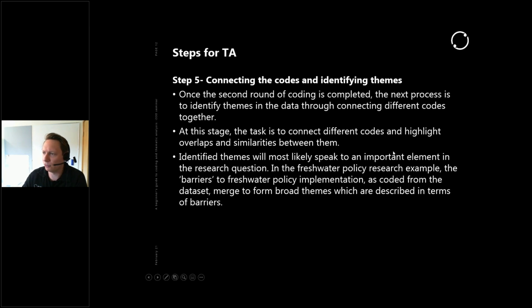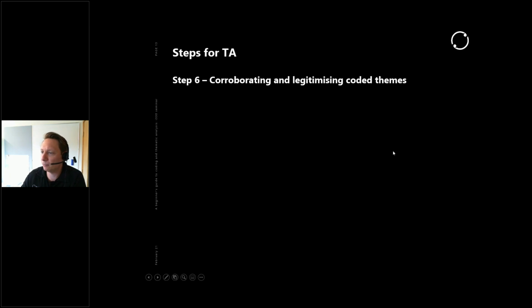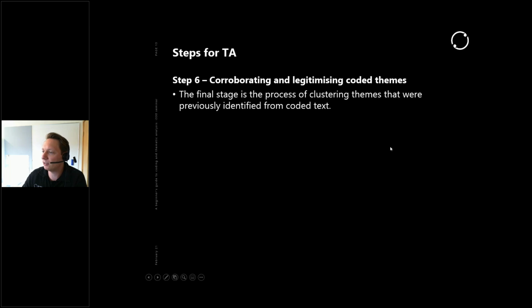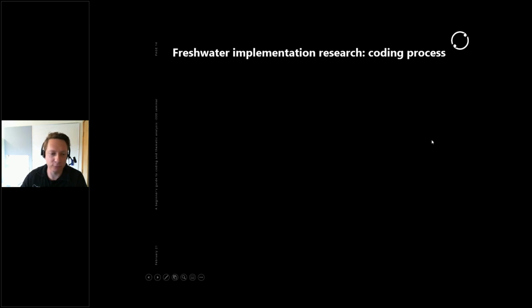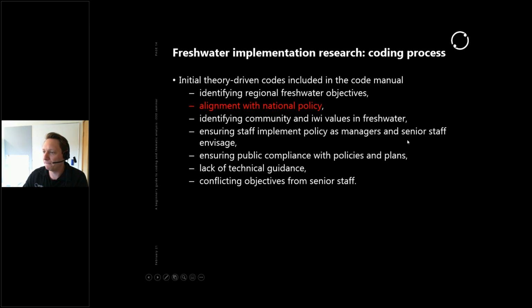What I'll go into next is the step of corroborating and legitimizing the coded themes. This final stage is to cluster themes together, previously identified from the coded text. Themes are clustered and subthemes are identified. Now, what I want to show you here is how this process of going from codes to themes occurred. What I'm showing you here are the initial theory-driven codes that were included in the code manual before even looking into the data set.